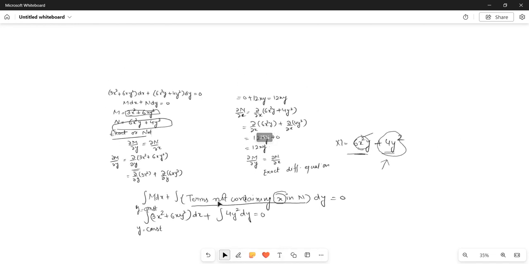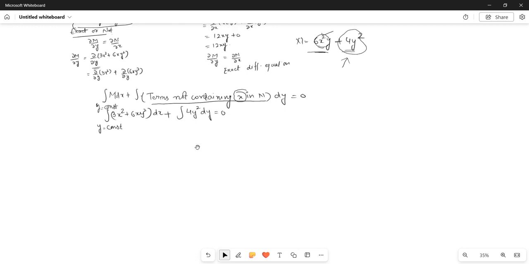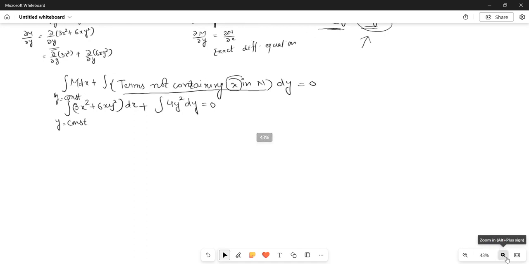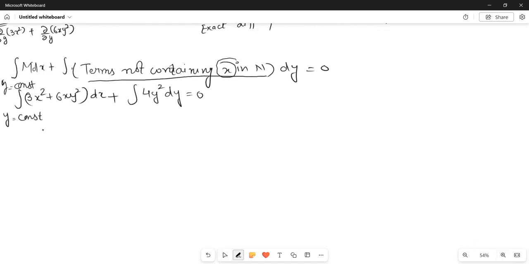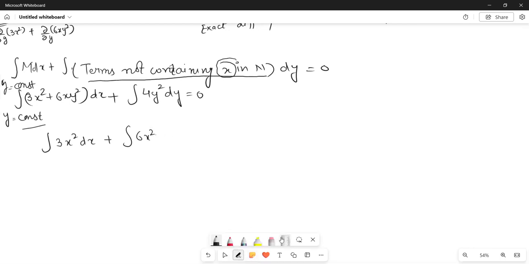Now what we have to do is find the integration. Since y is treated as a constant, we will integrate term by term: the integration of 3x squared dx plus the integration of 6xy squared dx. Here, y is treated as a constant both ways. Then plus the integration of 4y squared dy, equals c.